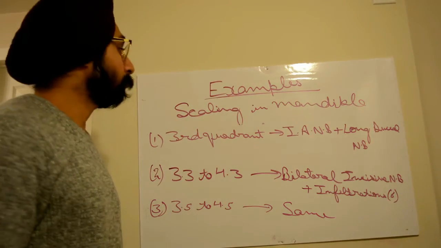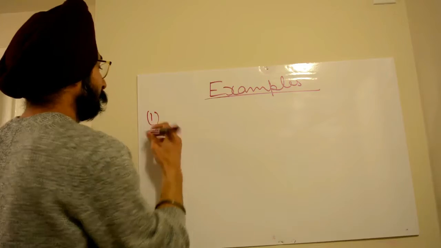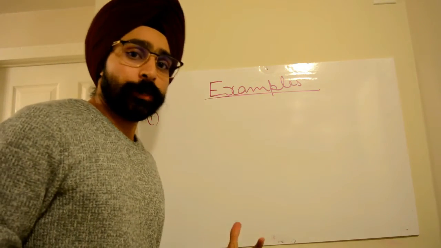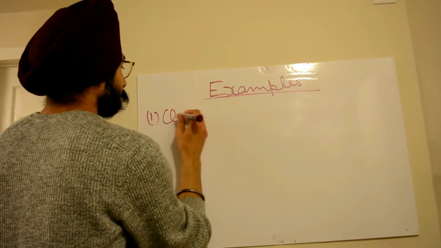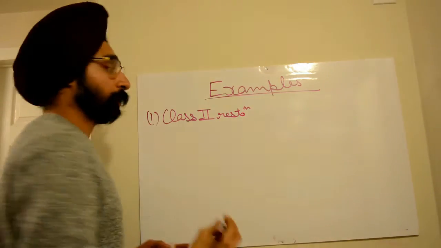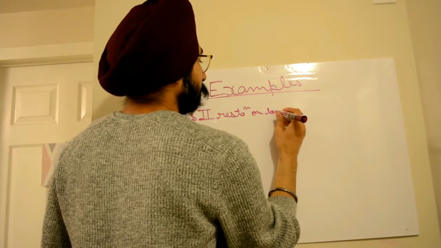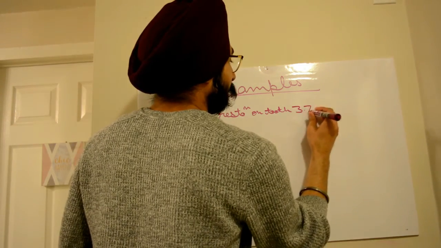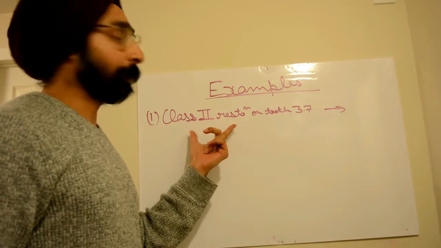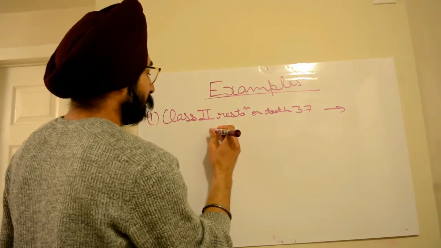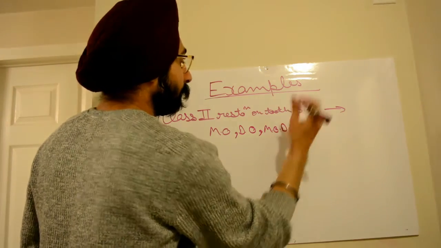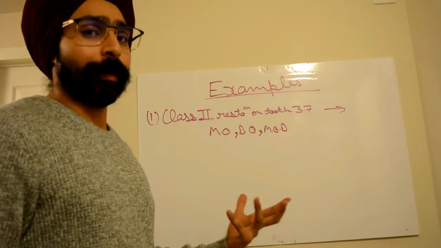Now we will take some examples from operative. In operative, we always need to take into account whether we are putting a wedge or not. For example, class 2 restoration on tooth 3.7. So basically, if we are performing class 2 cavity preparation or class 2 restoration, whether it is mesio-occlusal or disto-occlusal or mesio-occlusal-distal, in this case we need to put a wedge.